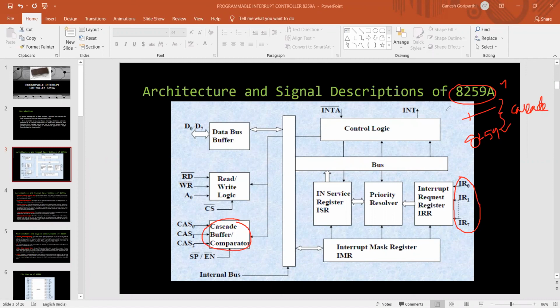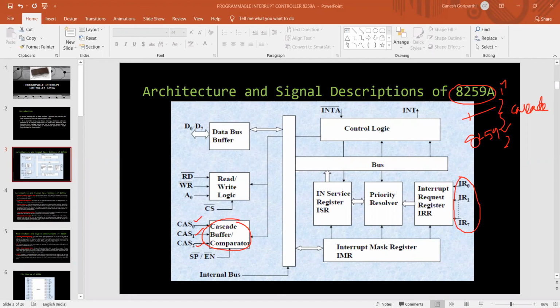Suppose this is 8259-1, this is 8259-2. Similarly, if you have another one, out of these three connected in cascade, which one to operate will be selected by these lines: CAS0, CAS1, CAS2. So that's the importance of this cascade buffer comparator. Hope the things are clear to you.